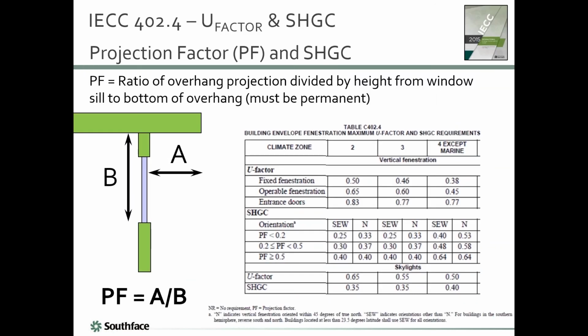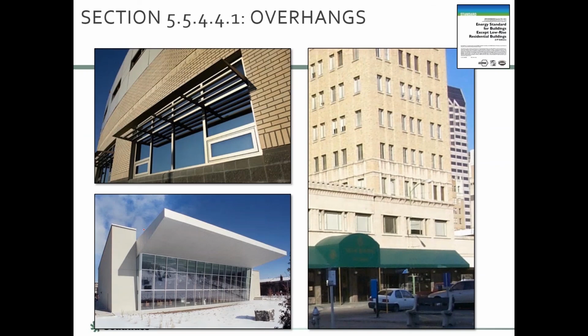Here's the other code, the I code. You don't get as much credit. They kind of break up the requirements for what I call small, medium, and large overhangs. Small overhangs, no credit. Medium, a little bit. Large, a little bit more, but not anywhere near as granular as ASHRAE. And the overhangs need to be permanent. They have to be attached to the building. These are going to shade the glass, which is great, but they're certainly not permanent. Those could be removed, so that will not count.